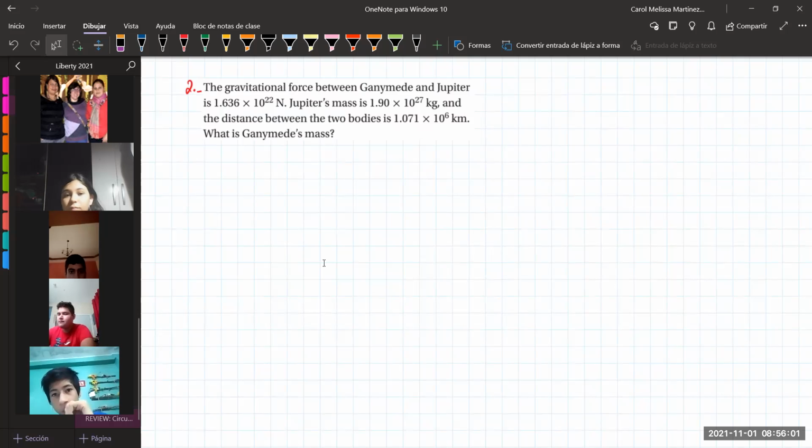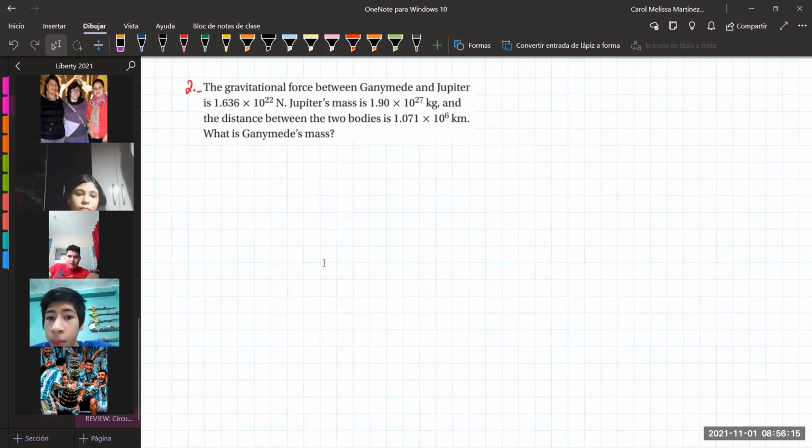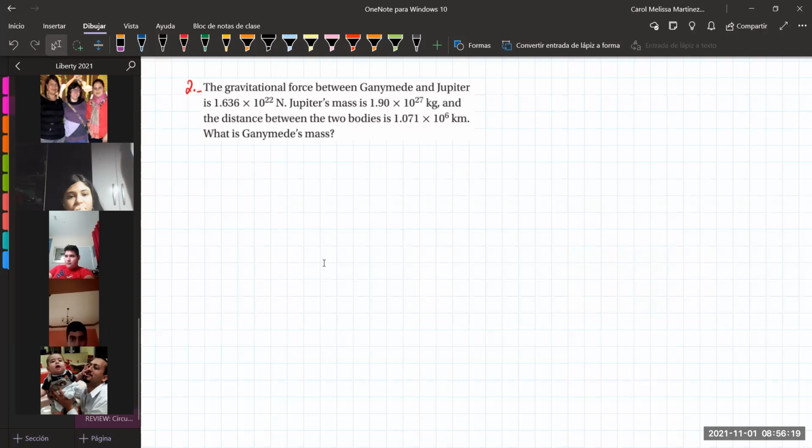So the gravitational force between Ganymedes and Jupiter is 1.636 times 10 to the 22nd power Newton. Jupiter's mass is 1.9 times 10 to the 27th power kilograms, and the distance between the two bodies is 1.071 times 10 to the 6th power kilometers. What is Ganymedes' mass? So we're talking about two celestial bodies.